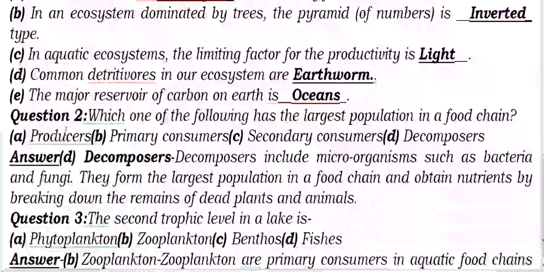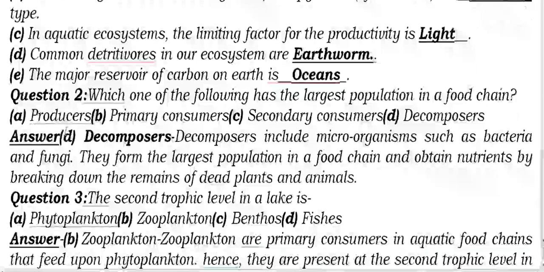Which one of the following has the largest population in a food chain? Producer. Producers have the largest population, then primary consumer, secondary consumer, decomposer. Actually, decomposers are microorganisms and they decompose every material. They are large in number in an ecosystem.